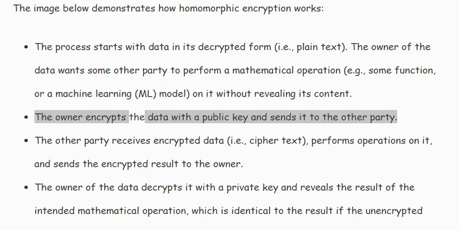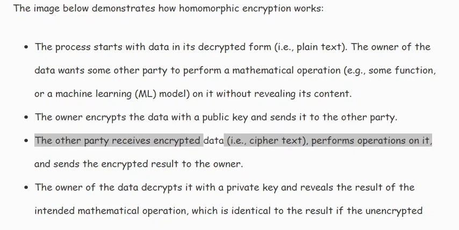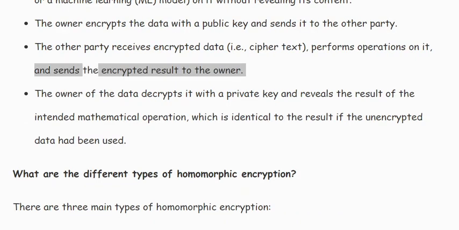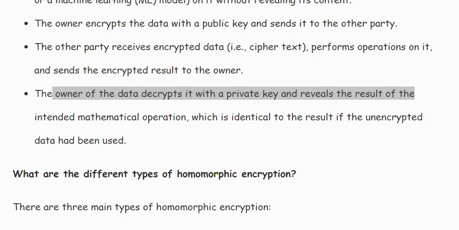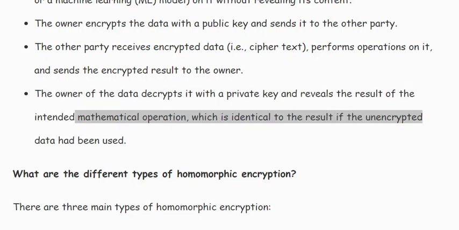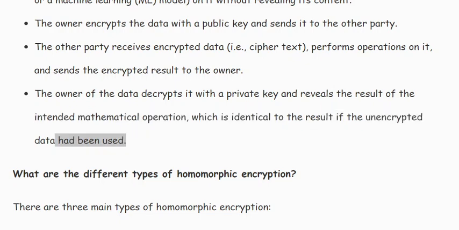The owner encrypts the data with a public key and sends it to the other party. The other party receives encrypted data, i.e., ciphertext, performs operations on it, and sends the encrypted result to the owner. The owner of the data decrypts it with a private key and reveals the result of the intended mathematical operation, which is identical to the result if the unencrypted data had been used.